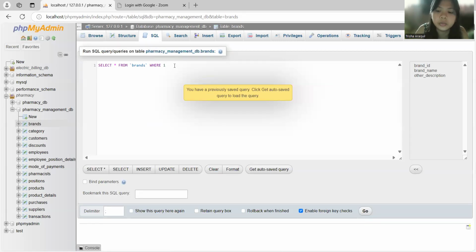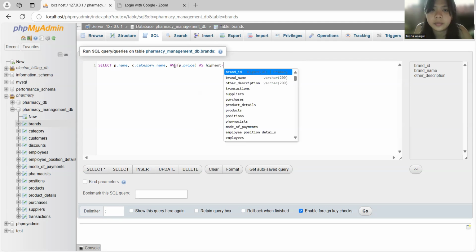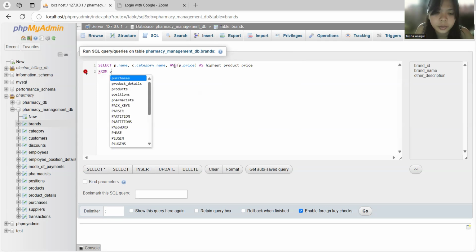So the first thing to do is to select the product name, the category name, average of the price as the highest product price from the product details.